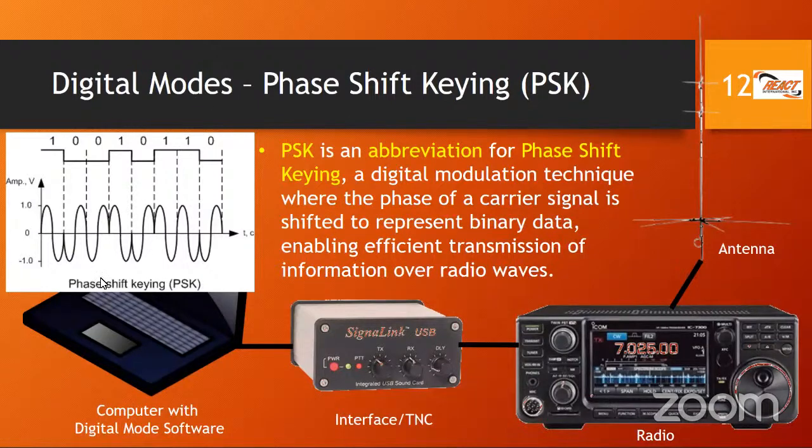Again, a digital mode, a computer sending this PSK signal onto the radio, and the radio imposing it onto the carrier wave and sending it out via the antenna. And you have all of this RF that's leaving and exchanging information over radio. So that's PSK, phase shift keying, another digital mode.